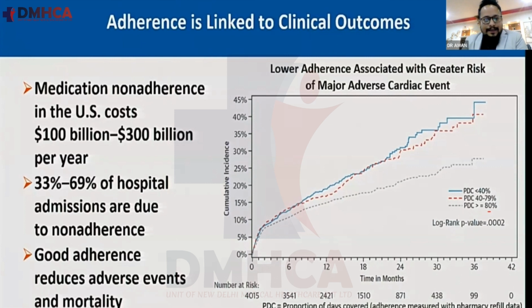So good adherence reduces adverse events and mortality. Adherence to the prescribed medication reduces adverse events and mortality. This chart is from the United States, and you can see here that lower adherence is associated with greater risk of major adverse cardiac events. Adherence is measured as proportion of days covered, using pharmacy refill data. These are the months, and this is the cumulative incidence of the disease occurring again. After 6 months the patient has stopped taking the medicine, and after 12 months it is stopped again.